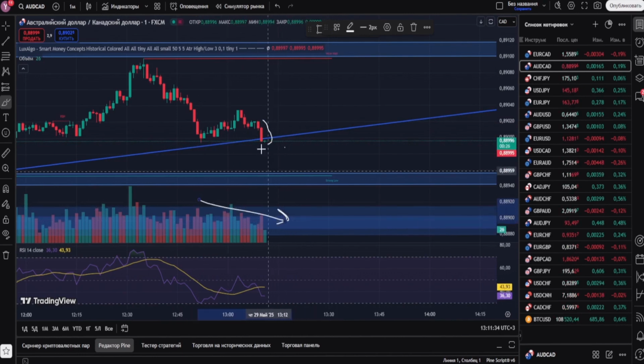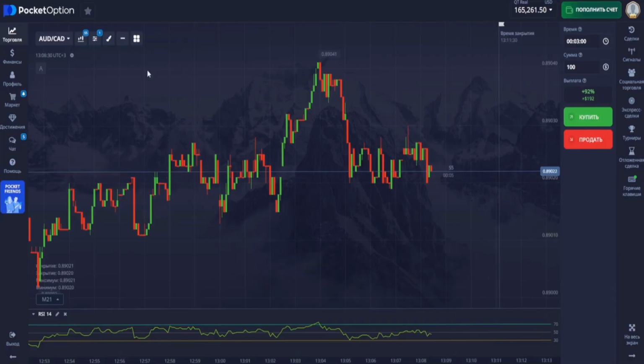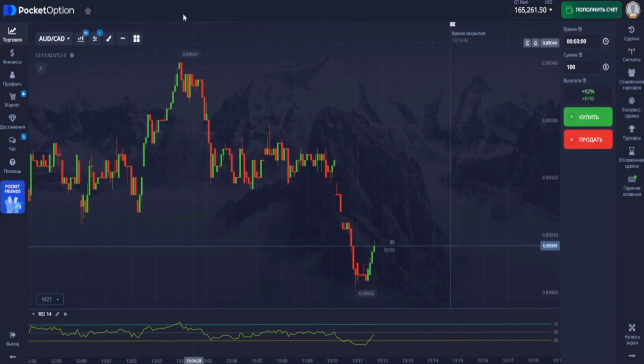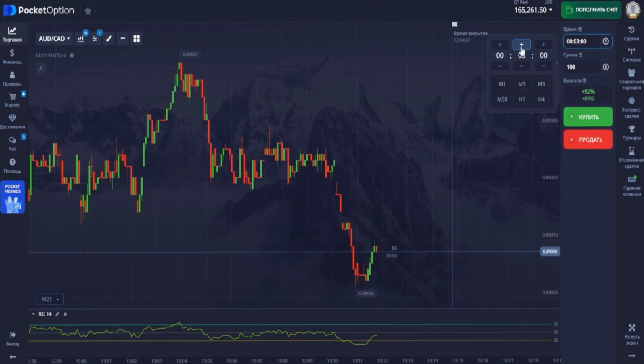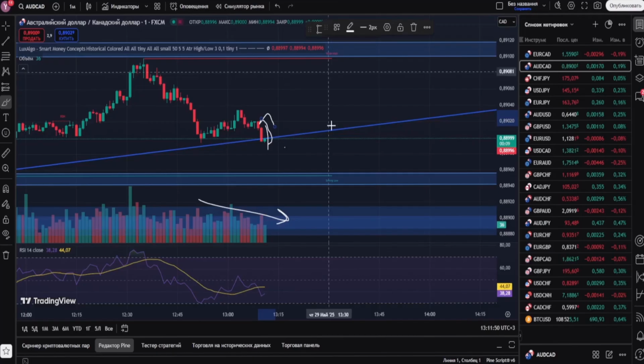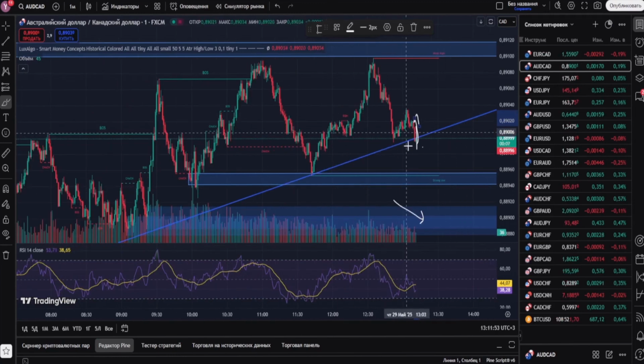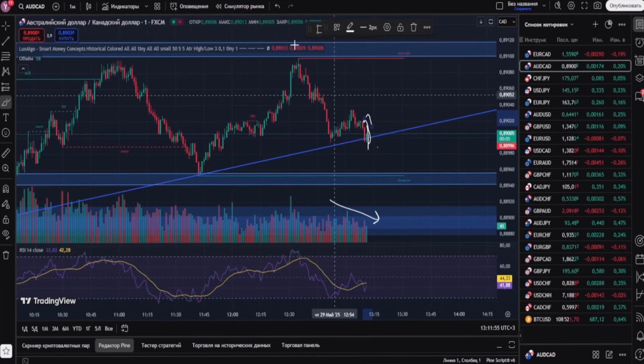And this suggests that most likely this volume will be bought up now and we will continue moving in the direction of the trend. And the last point is expiration. So this pair is already open for us. Expiration refers to the time frame for which we enter the trade. Here you can open a position for 3 to 5 minutes. Let's go for 3 minutes right now, $100 up. Most likely an upward movement will start from the support zone now.